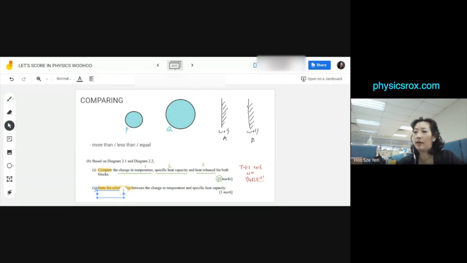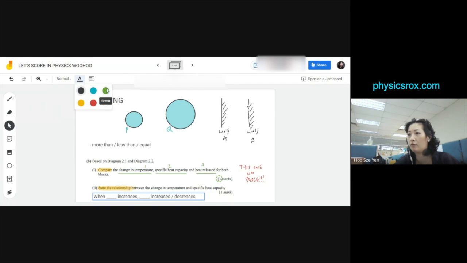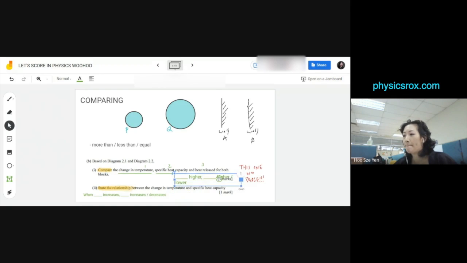Yep, so when you write, you can use: when something increases, the other thing increases or decreases. Or you want to write the higher also can. Let me change color a little bit so that you know that this is the answer. Okay. I got no space. Or you can write: this one is higher, then the other one higher or lower.